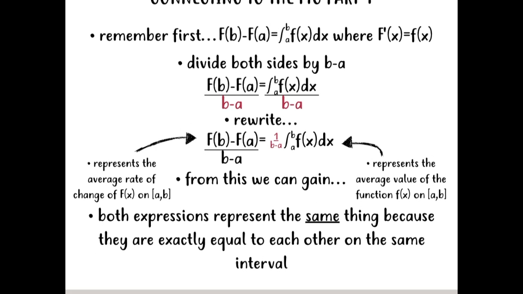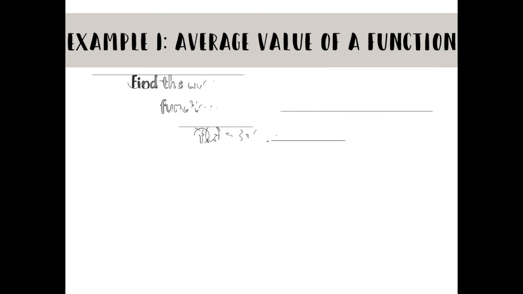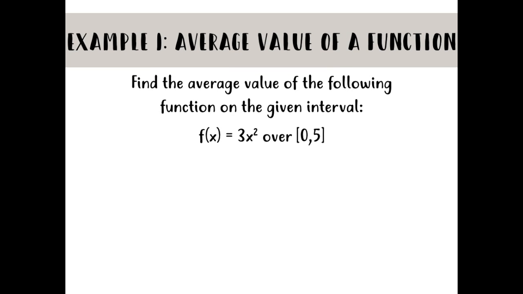Now that we know these things, let's look at an example. Find the average value of the following function on the given interval: f of x equals 3x squared over the closed interval from 0 to 5. First, we're going to find the antiderivative, and in this case, it's going to be equal to x cubed. Now, we can evaluate it from 0 to 5.